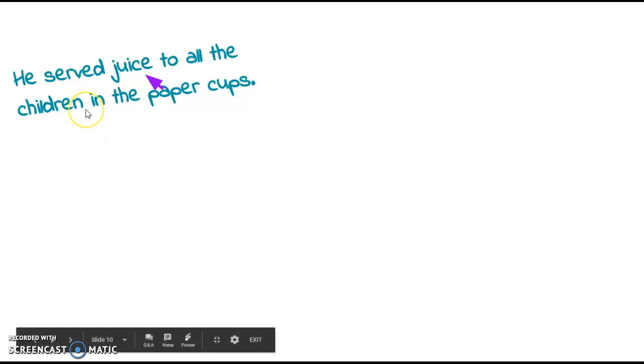All right, let's go to a couple more. He served juice to all the children in the paper cups. What do the paper cups refer back to? The juice. He's not serving the children in the paper cups, because that would be weird to see a paper cup big enough. Anyway, so you draw the arrow back to, all right, paper cups. What's actually in the paper cups? The juice. I get it now.